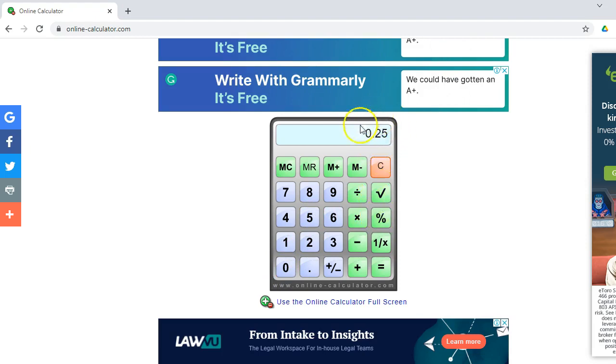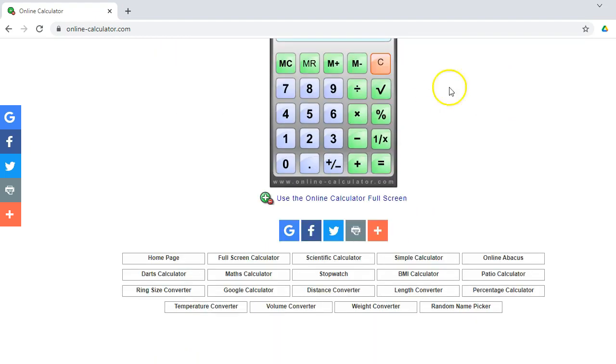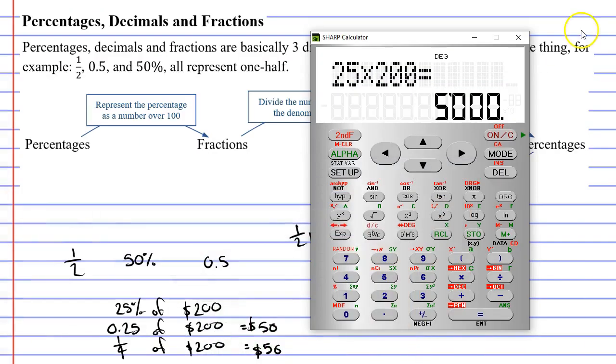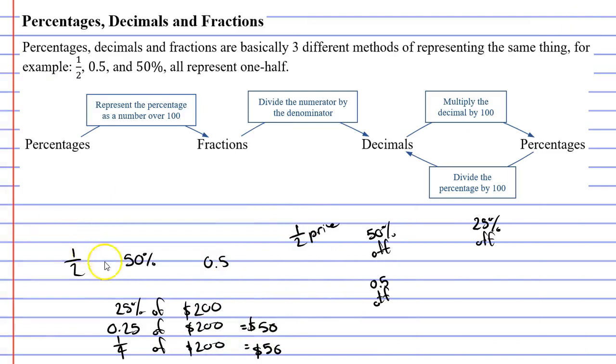Whoa, what's happened here? It's just converted it to a decimal. It's converted it to 0.25. So all that button does is take the 25% and convert it to a decimal. And why do they do that? Well, it's quite simple, to be honest. As I said before, decimals are good for making calculations, but not percentages.